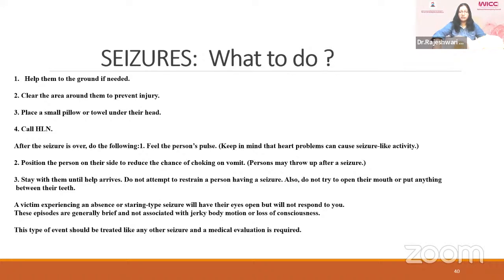Aur ek bar seizure over ho gaya. Over hone ke pehle note karna chahiye, kitna minutes, okay, seizure ho raha hai. Okay, that is also very important. When the seizure started, when the seizure ended. If the seizure is happening for more than 5 minutes, it is a dangerous situation. Okay, it is a very critical condition. 5 minutes se jyada seizures nahi hona chahiye.